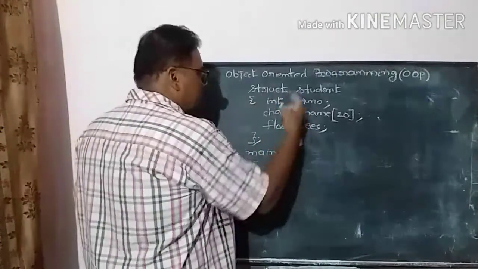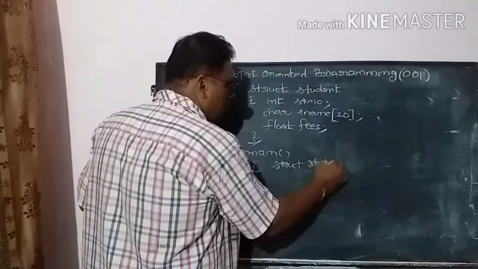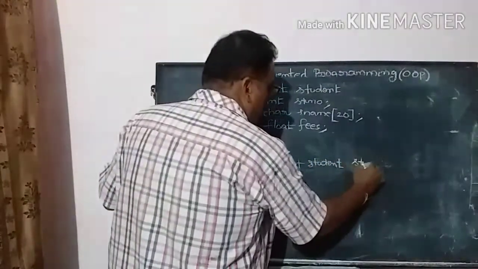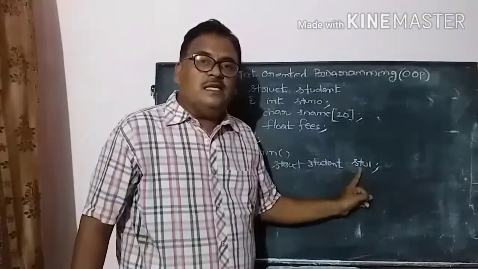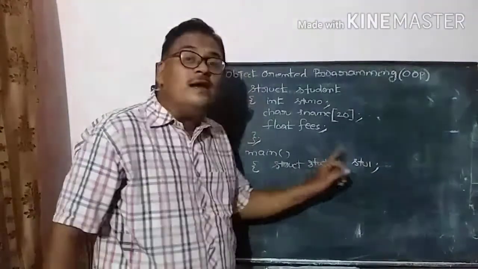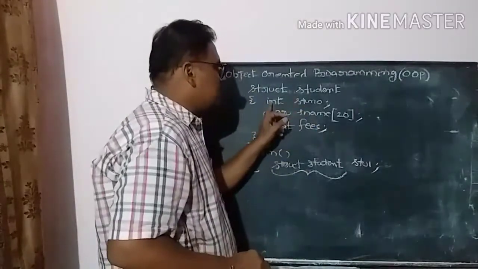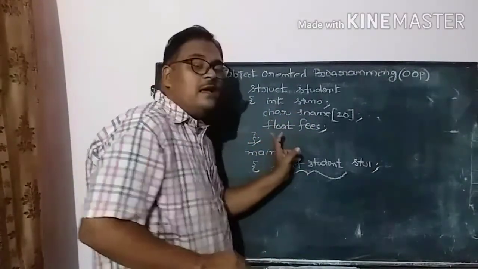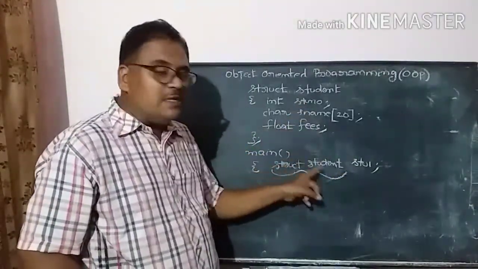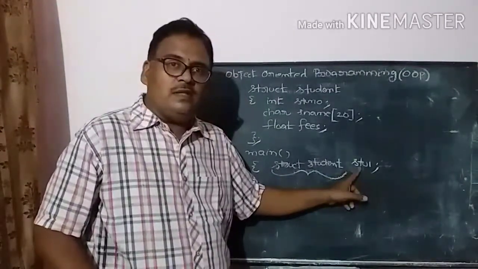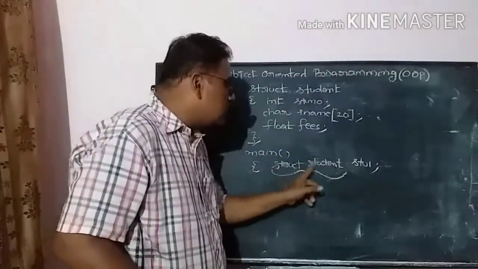Okay, struct student stu1. What is stu1? stu1 is a variable of struct student type. It is a user defined data type. Student number is an integer, student name is a character, fees is a float. Here stu1 is also like these variables. These are predefined variables. This is a user defined variable. That means these are all primitive, predefined data types, and this is a user defined data type.